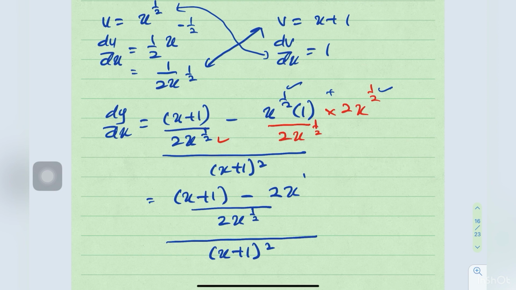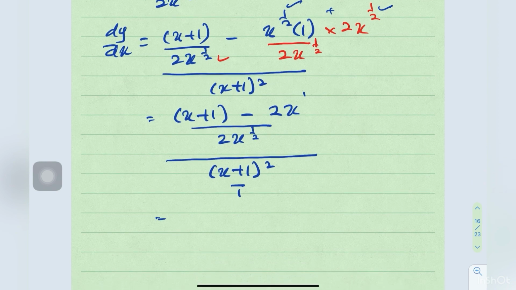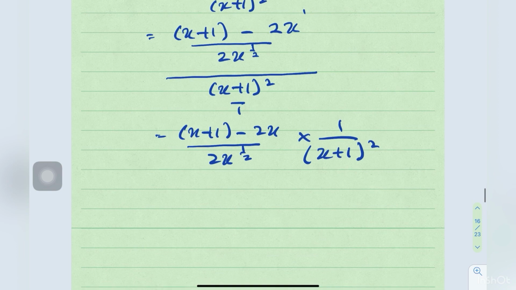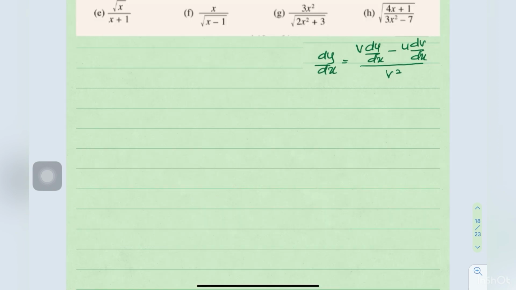Okay, so then you can simplify this one over 1. So you make it multiplication, okay? So x plus 1 minus 2x over 2x to the power of 1/2 times 1 over (x plus 1) squared. Okay, so this one x minus 2x is negative x, plus 1, over 2 square root x times (x plus 1) squared. Question F.